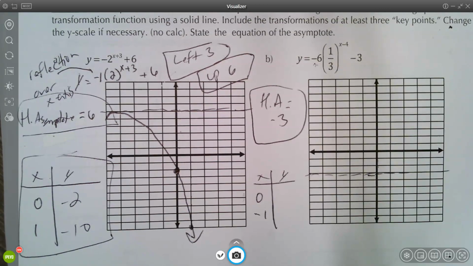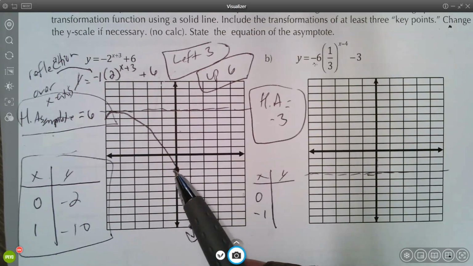So I've got one last thing to mention that deals with coming up with an equation by looking at the graph.